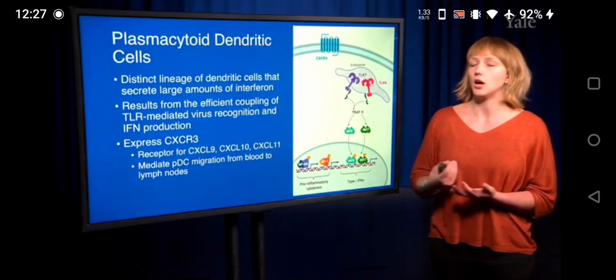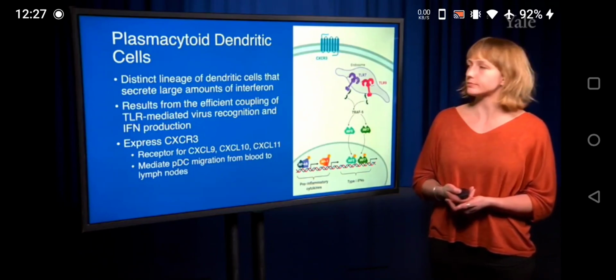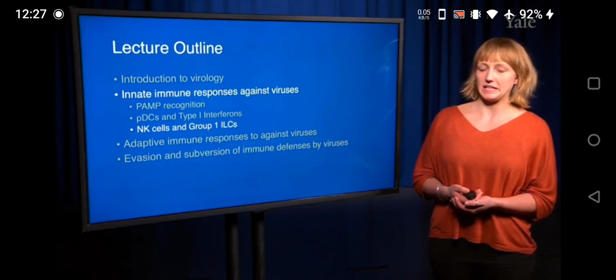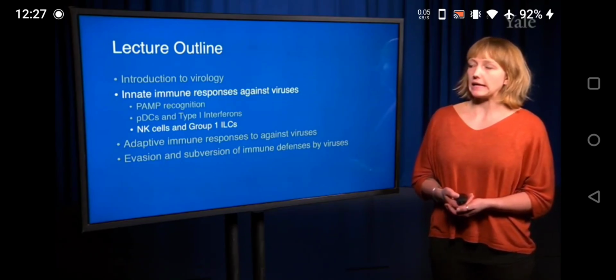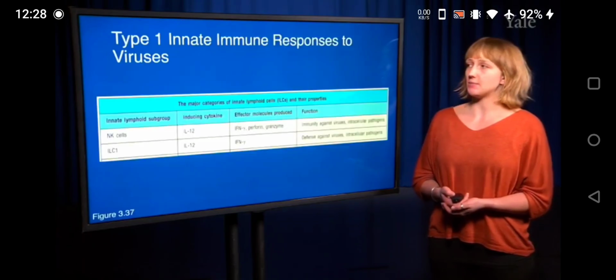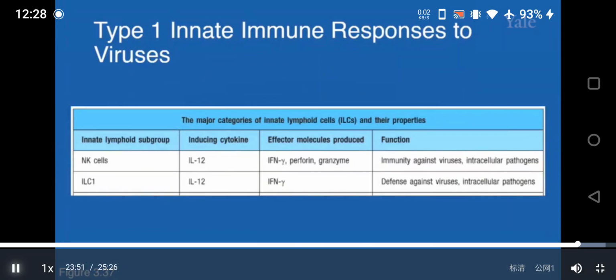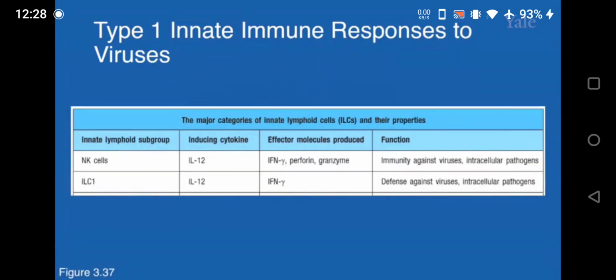This is really important in allowing for the generation of a really strong immune response upon viral infection. Now let's jump to type 1 ILCs and NK cells. NK cells and group 1 ILCs make up what's called a type 1 innate immune response. These are very critical in fighting intracellular pathogens, including viruses.